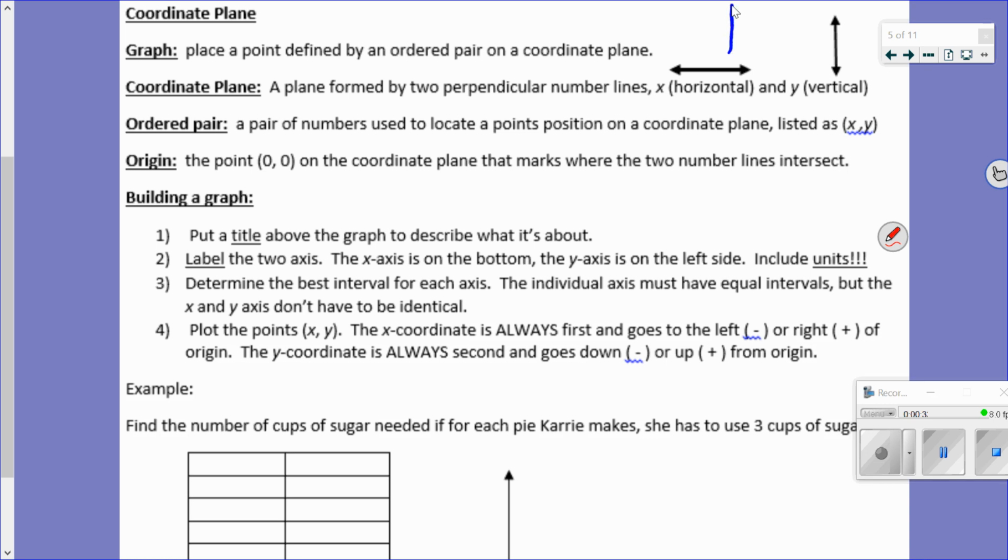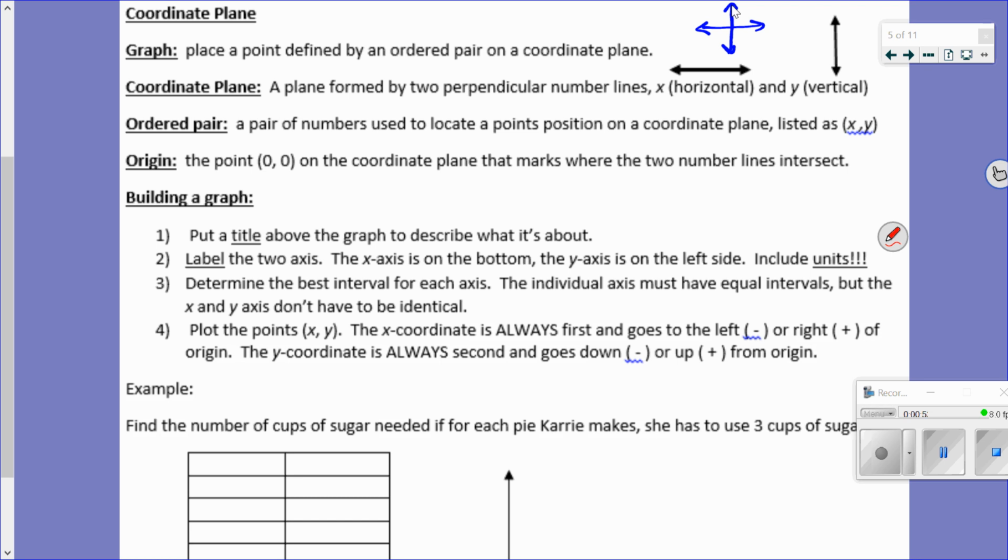Looks like this. Two number lines that intersect, that are perpendicular. In other words, they cross each other at 90 degrees. The X is your horizontal one. The Y is your vertical one. When I put them together, they go on forever.